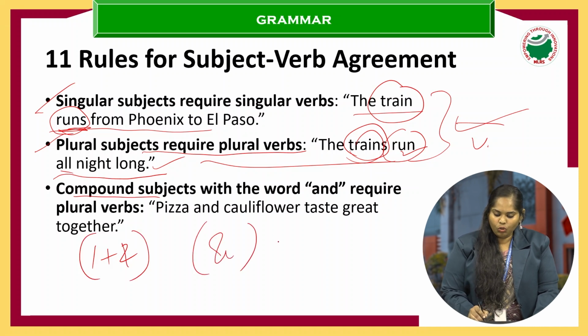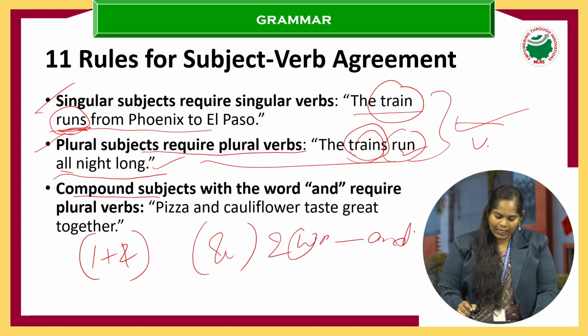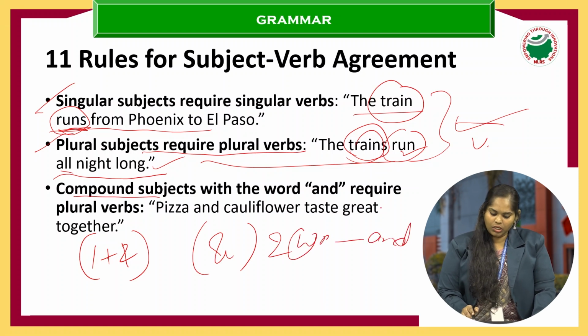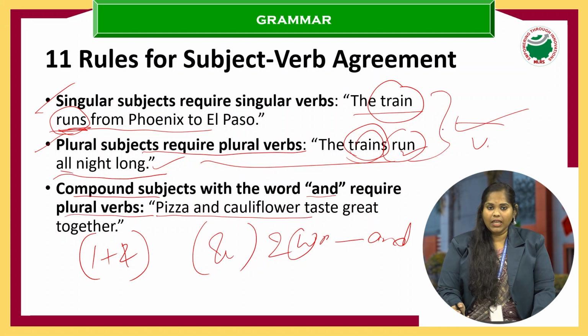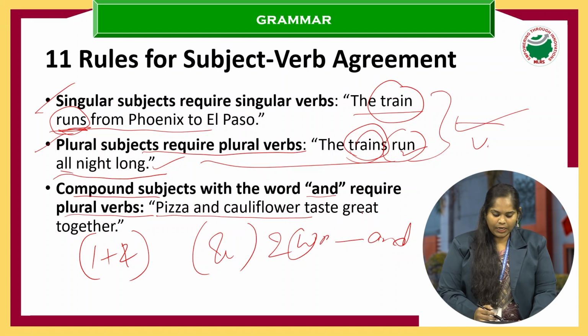When any two different words are added with "and", that is considered a compound subject. Compound subjects with the word "and" require plural verbs. It's very clearly mentioned here, and the example is also very clear. Pizza and cauliflower taste great. As I was saying, the context is a general example, so "taste great".